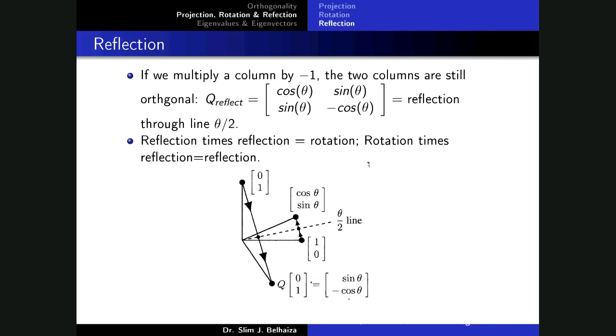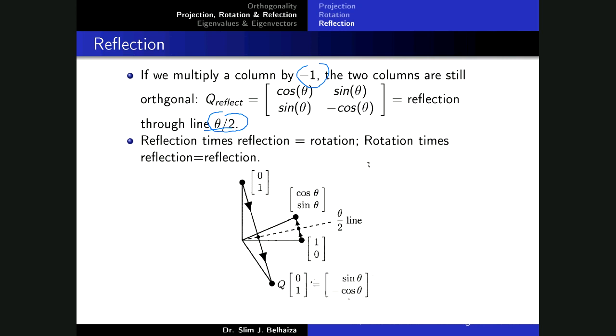Again, more than rotation, we can have what we call reflection. Imagine you have a mirror. If you multiply a column by -1, the two columns are still orthogonal. I mean, if you multiply the columns of what? Of the Q rotate we had before, they give what we call the reflection through the line theta over 2. So if you multiply by the following Q reflect matrix, you obtain a reflection, in fact.